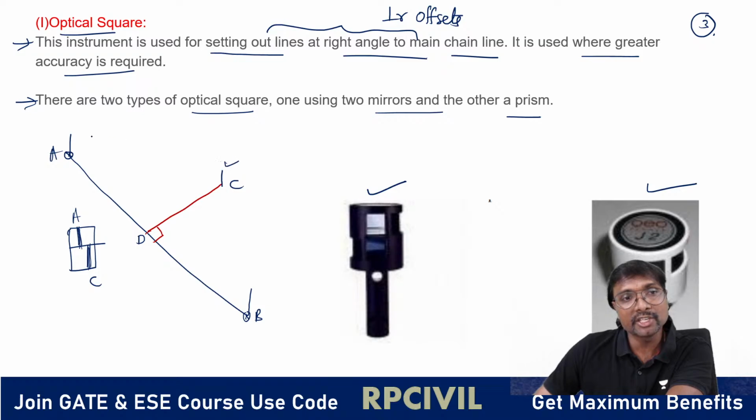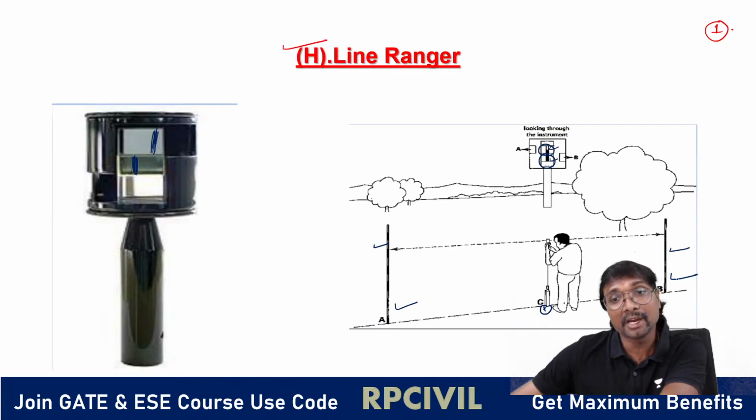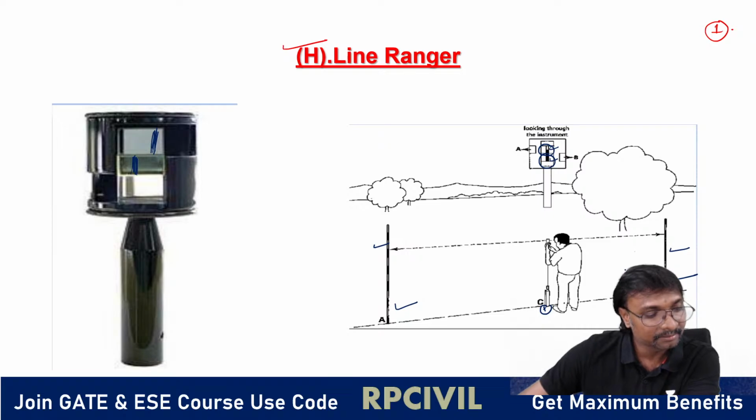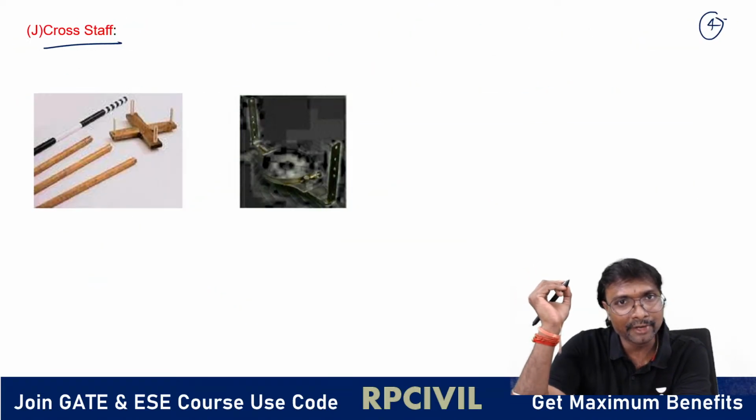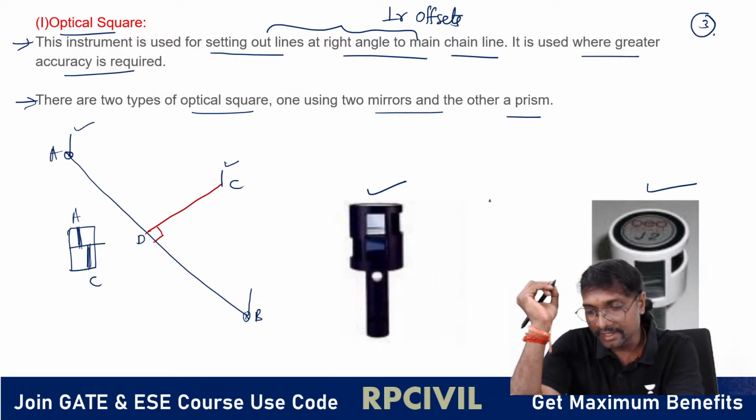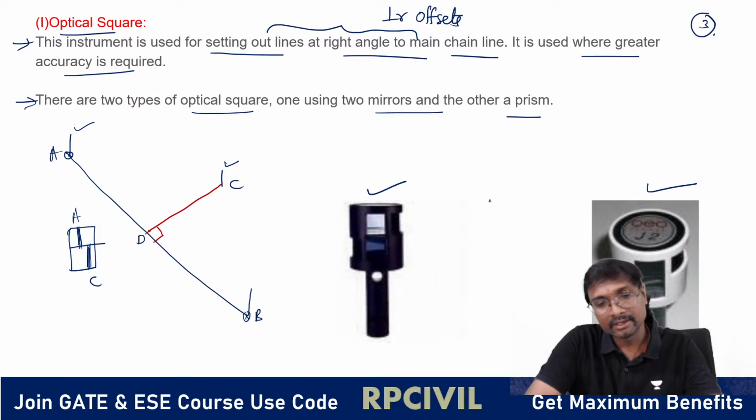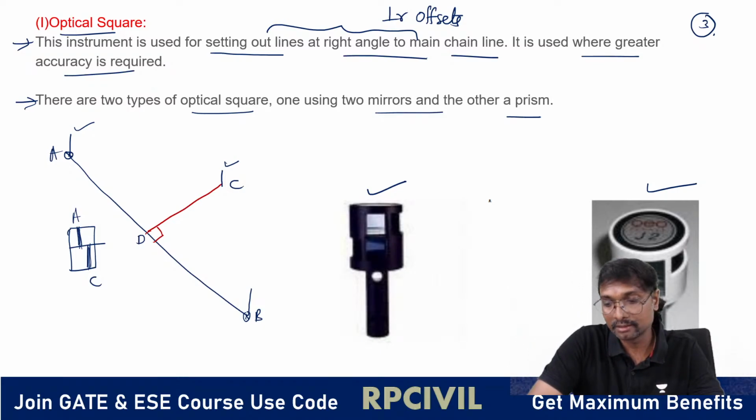So here the C ranging rod and A ranging rod, or the C ranging rod and B ranging rod, will be coinciding. But here, A and B are coinciding, which means that is 90 degrees. Is that clear, everyone? Shruti, clear or not? Yes. So you have to be very, very careful here.